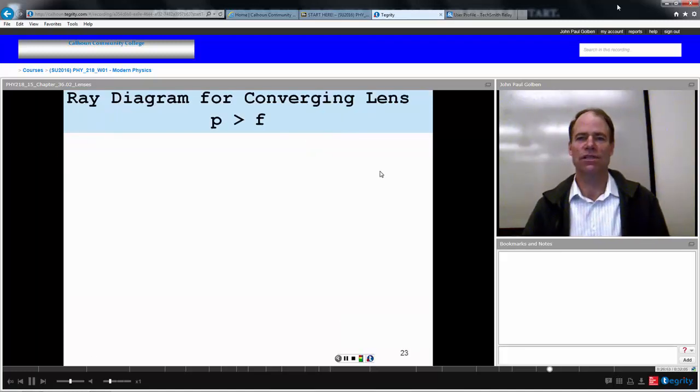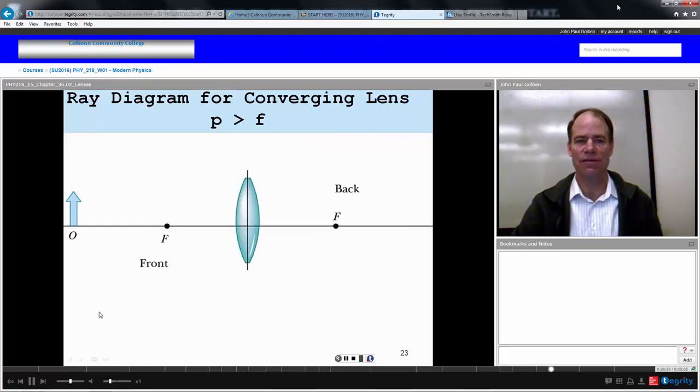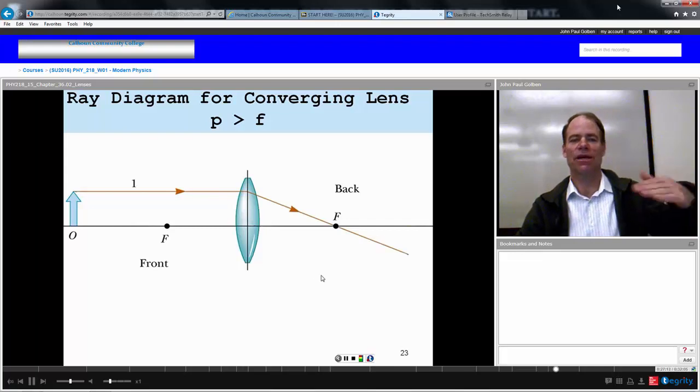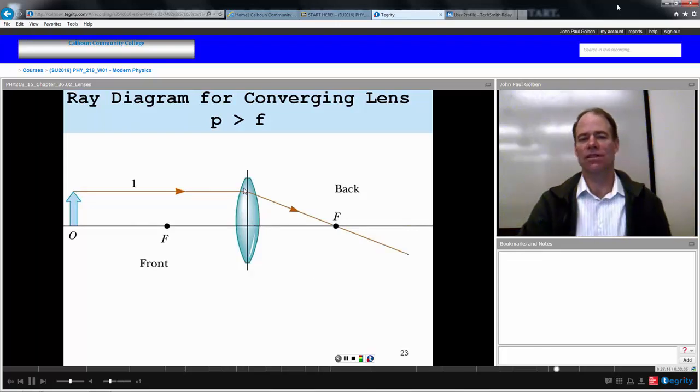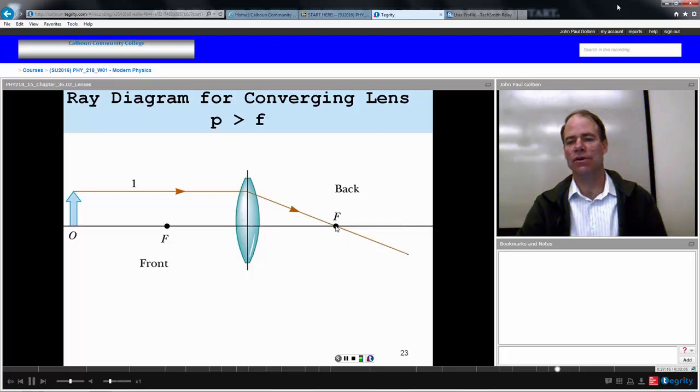Here's a converging lens with the object distance greater than the focal length f. So the object's out here. Here's our focal point, and we're further away from the lens than the focal point. Let's try this out. We've got a parallel ray coming in, and as it encounters the lens, a parallel ray will converge on the focal point on the other side. So there's one exiting ray on the other side.